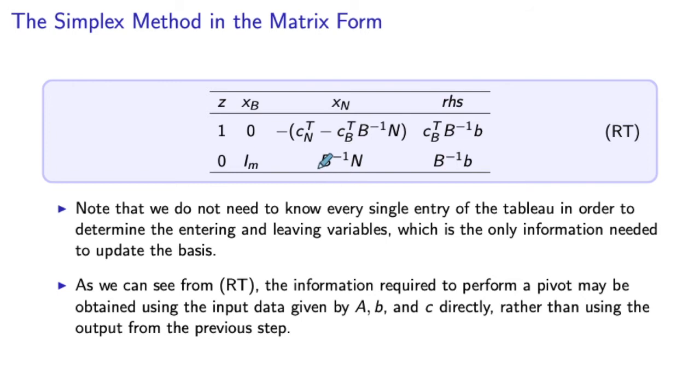So to build this matrix B, you just take the basic columns from your original problem data. To build the matrix N, you take the non-basic columns, and so on. So you don't need to perform simplex method steps one by one in order to obtain the current tableau; you can do it based on the formulas given in this tableau here.